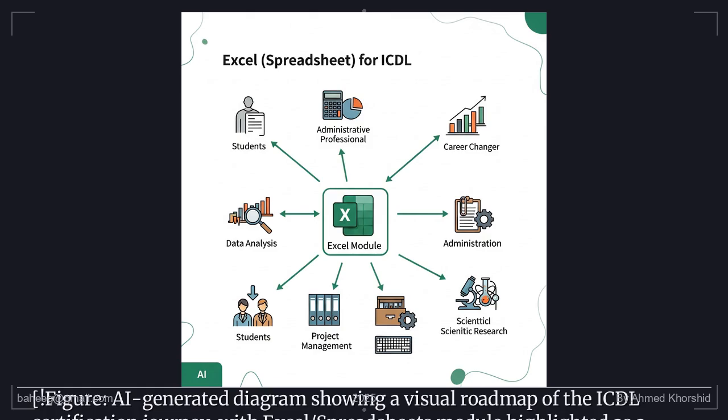Figure, AI-generated diagram showing a visual roadmap of the ICDL certification journey, with Excel Spreadsheets module highlighted as a central milestone. The diagram should show pathways from different starting points, student, administrative professional, career changer, converging toward the Excel module, then branching into career opportunities. Include icons representing different professions where Excel skills are valuable.